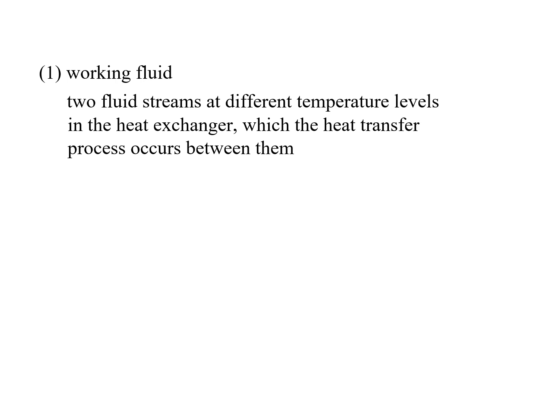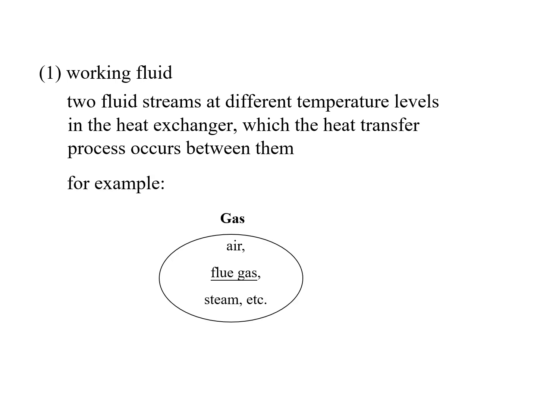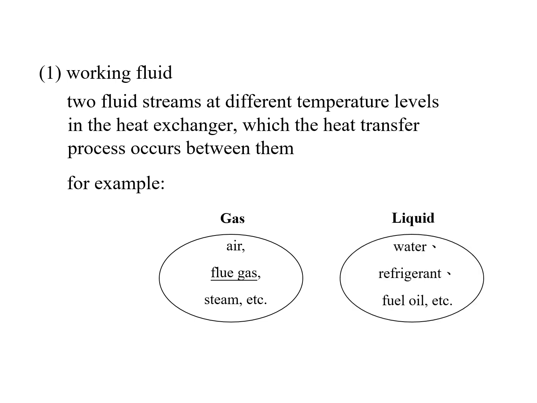Working fluid. Working fluid refers to the two fluid streams at different temperature levels in the heat exchanger, between which the heat transfer process occurs. In normal use, the working fluids could be gaseous, like air, flue gas, and steam, and liquid fluids are water, refrigerant, and fuel oil. Here, special attention should be paid to flue gas. This type of working fluid is the exhaust gas from a combustion process and then discharged into the atmosphere via stack. Later, we will discuss it in more detail in the section of heat recovery applications.